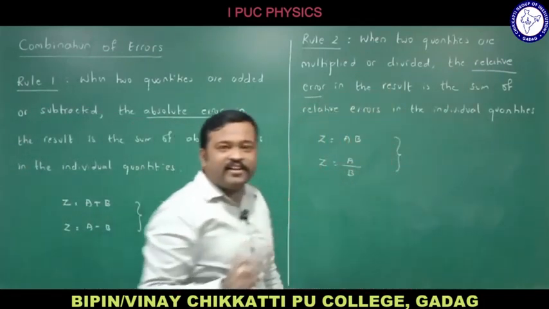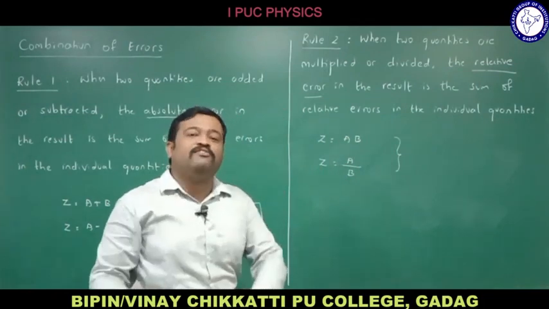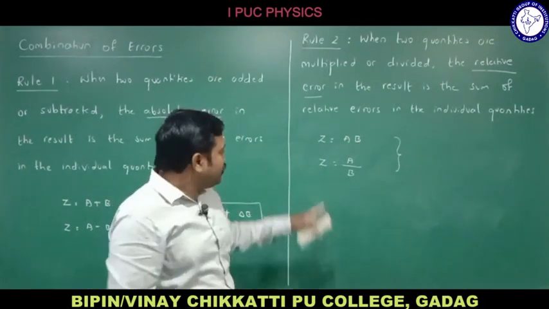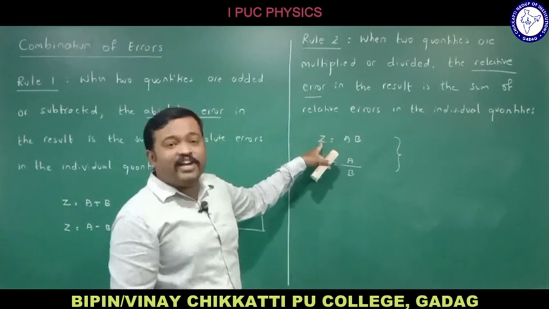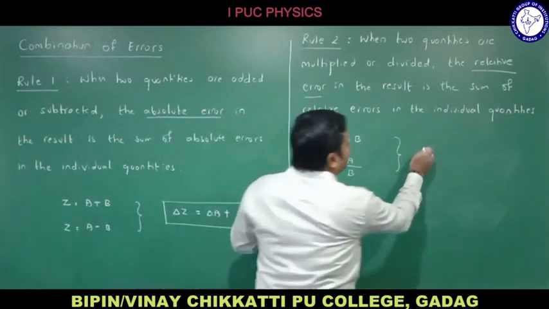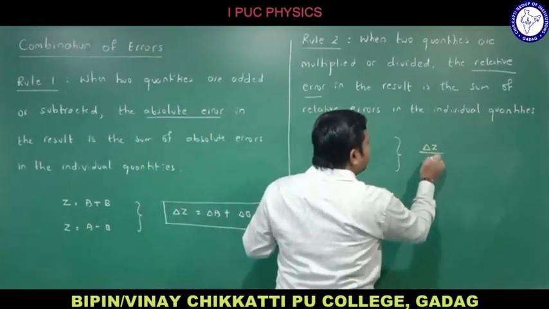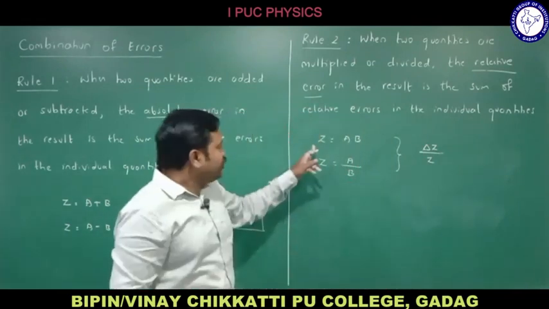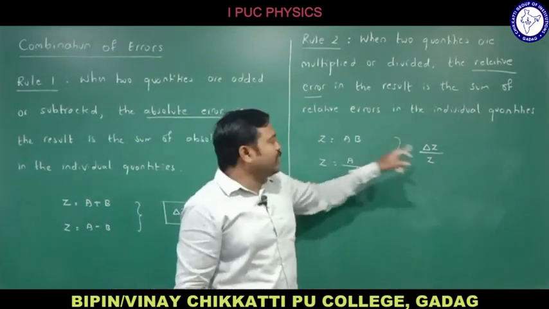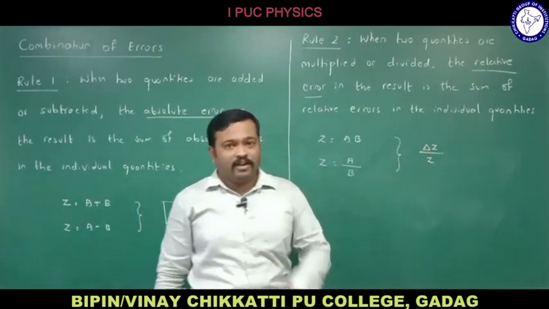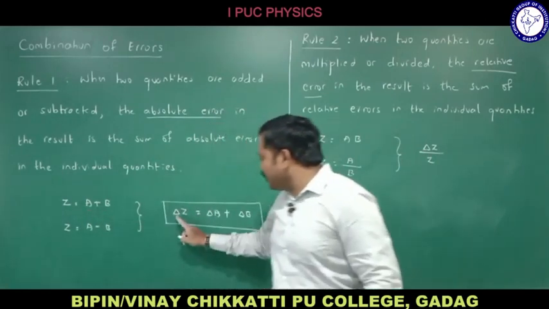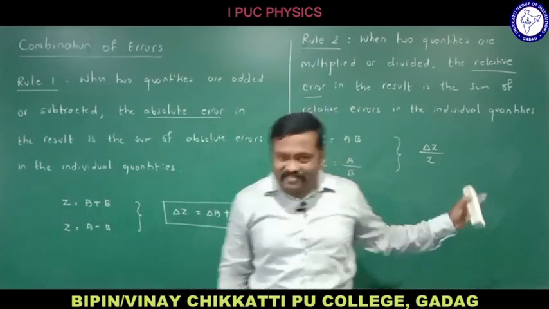What is relative error? It is a ratio: the ratio of mean absolute error divided by mean value. So how do we write the relative error of Z? The relative error of Z can be written as delta Z divided by Z. Do remember this. The absolute error of Z is written as only delta Z, because it is the difference, whereas this is the ratio.